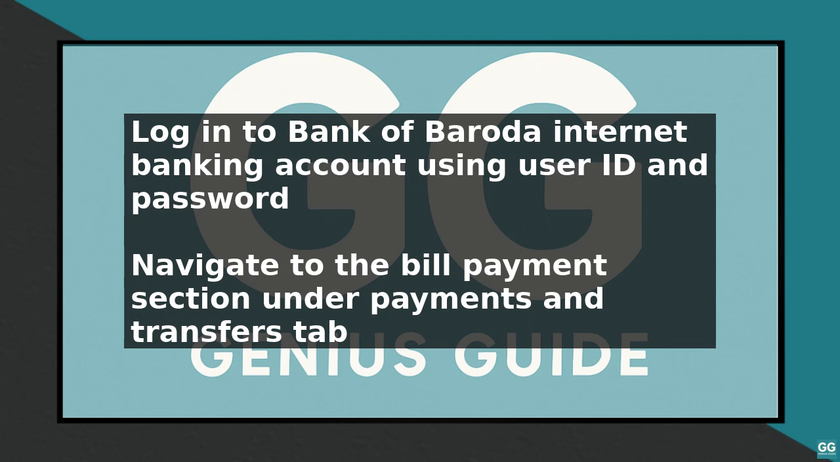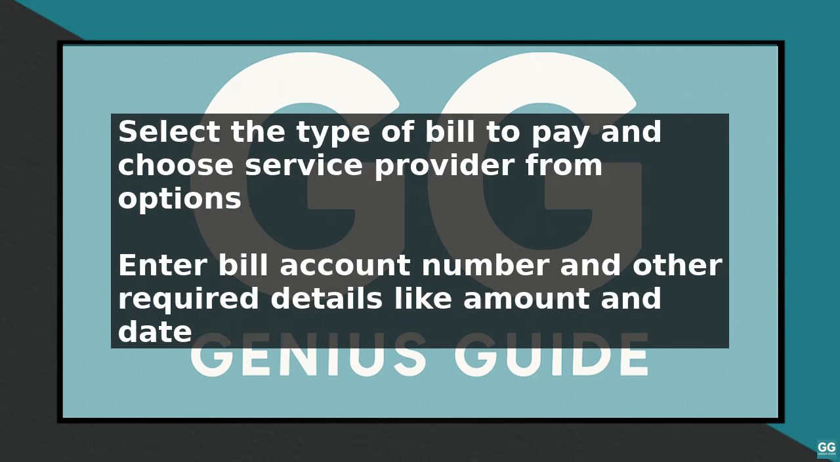In this section, you will find various bill payment options, including electricity, gas, water, and mobile bills. Select the type of bill you want to pay and choose your service provider from the list of available options. Enter your bill account number and other required details, such as the bill amount and payment date.